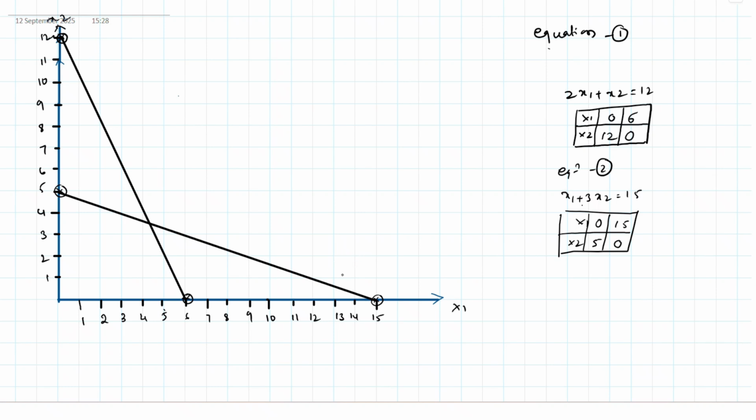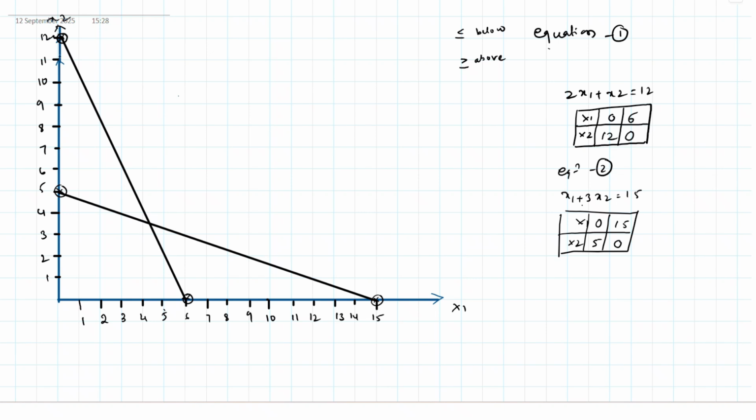So we can see that the conditions given in the problem, nothing but the constraints, are less than or equal to, or greater than or equal to. Whenever the equation has less than or equal to, the feasible region will be located below the line. Whenever we have greater than or equal to, the feasible region will be located above the line. Similarly, just see this: two lines are given, 2x1 plus x2 less than or equal to 12 for the first equation.